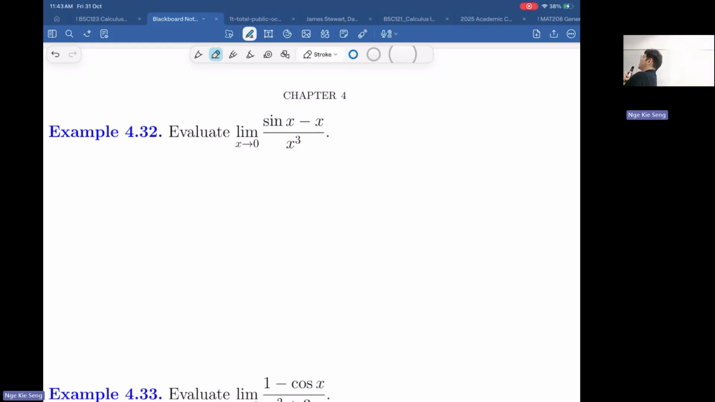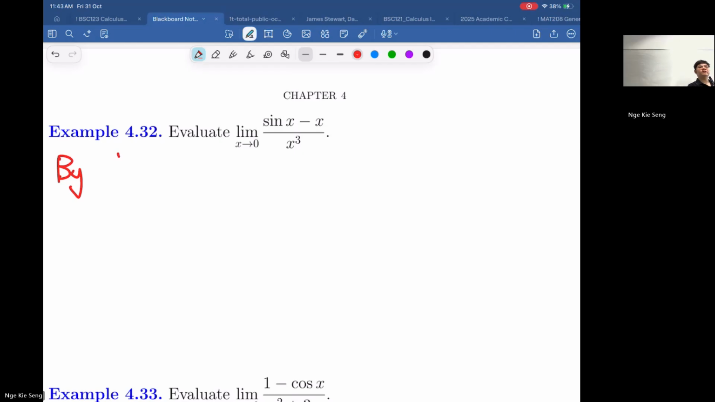So we want to use L'Hopital here. Is it possible? If you put x equals 0 into the numerator, then you get 0 minus 0, which is 0. Is 0 to the cube also 0? So the intermediate form is 0 over 0. Okay, so you can use the L'Hopital rule here.